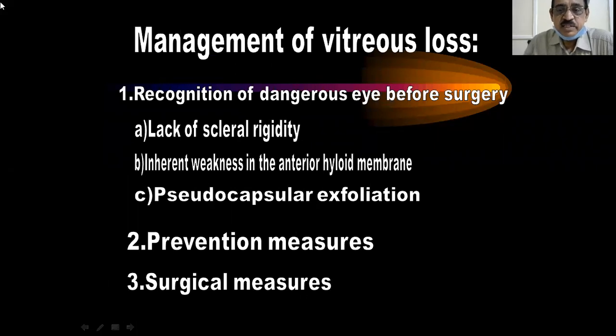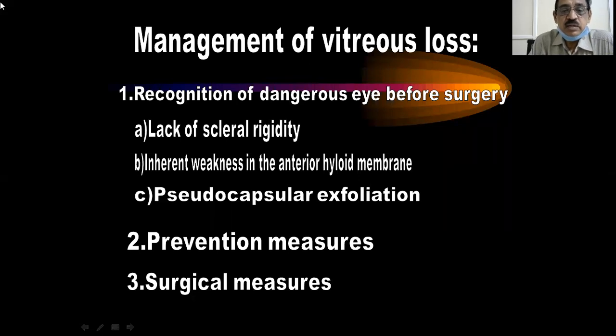So how do we manage vitreous loss? Recognition of a dangerous eye prior to the surgery is most important. People who previously had a vitreous disturbance, people with low scleral rigidity, people with high myopia, and people with vitreous syneresis, liquefaction of the vitreous, all these people will have to be a little careful. We will have to be a little careful prior to doing the surgery.